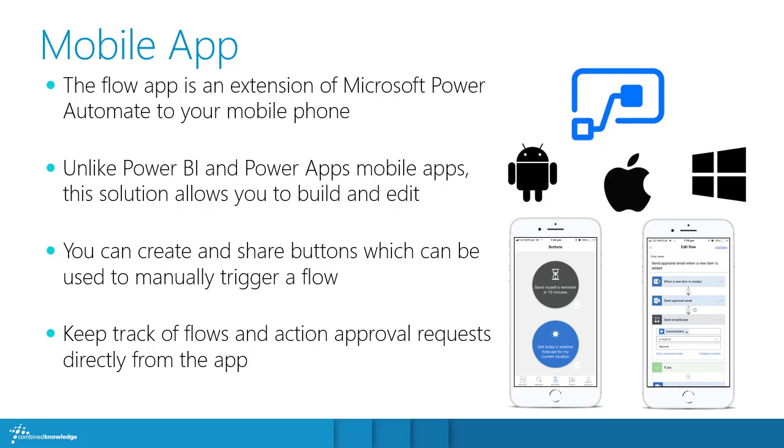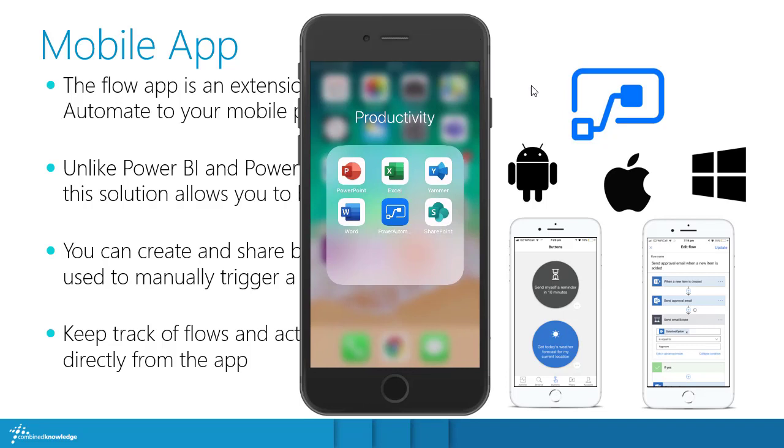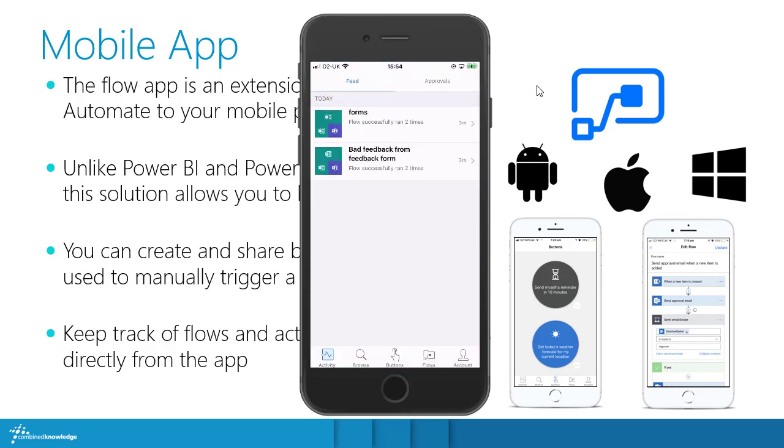So we've also got a unique option to the Power Automate mobile application, something called buttons. So we can have a trigger event known as a button, and this trigger event allows us to action flows directly from the mobile device itself. So let's have a quick look at the Power Automate app.